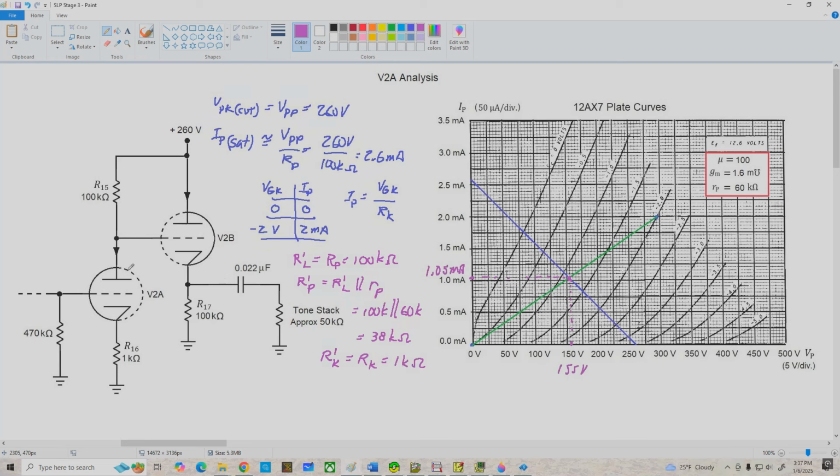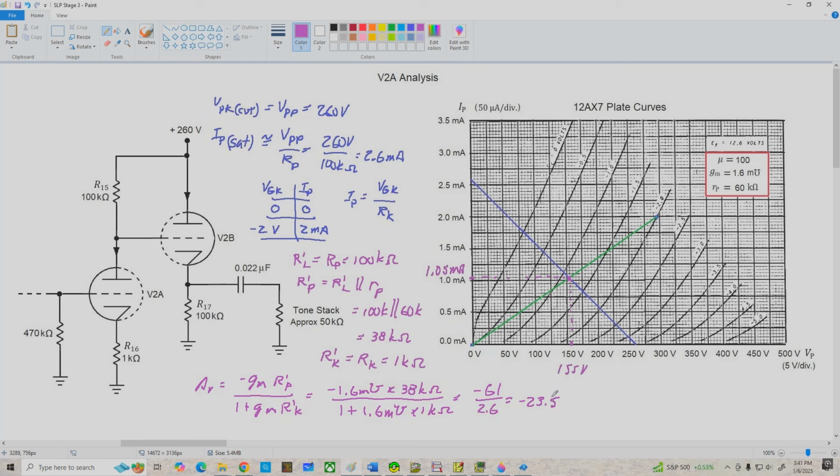Now let's go ahead and find the voltage gain for V2A. That's going to be AV equals negative gm times R'P over 1 plus gm times R'K. So we've got negative 1.6 millimhos times 38k ohms divided by 1 plus 1.6 millimhos times 1k ohm. And our numerator works out to be about negative 61 divided by 2.6 for an overall voltage gain of about negative 23.5.